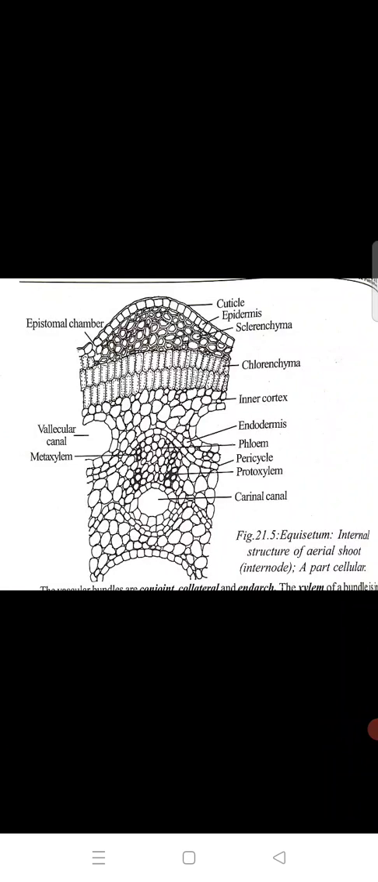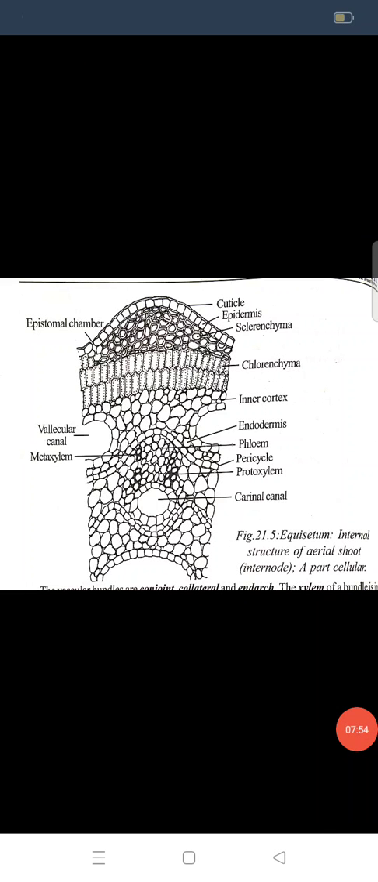The first zone is the epidermis. It is single layered, so it has a single layer of cells with the cuticle, and the second zone is the cortex. It has outer cortex and inner cortex. The outer cortex is made up of sclerenchyma and chlorenchyma cells, and the inner cortex consists of parenchyma, vallecular canals, which form an aerating system, and endodermis.